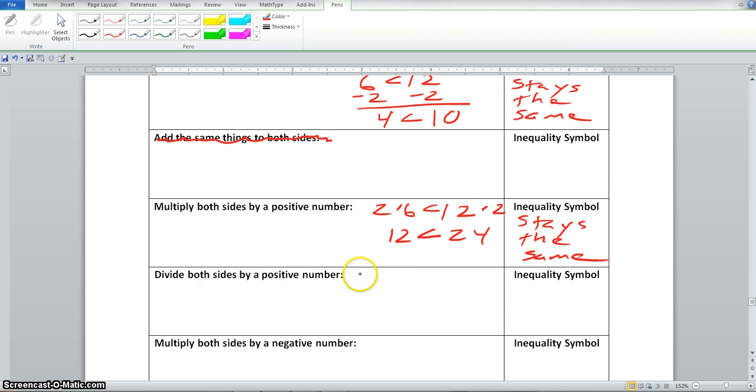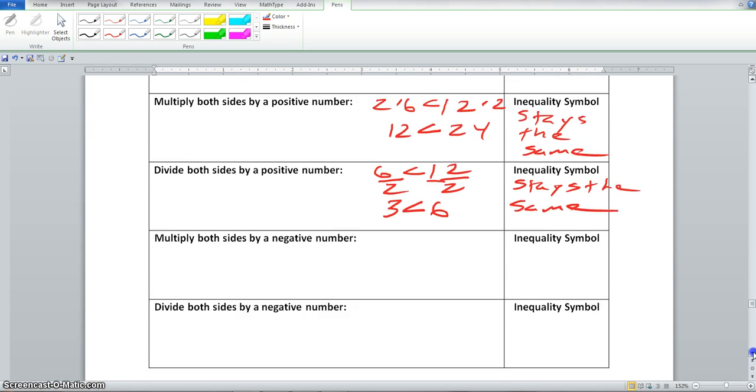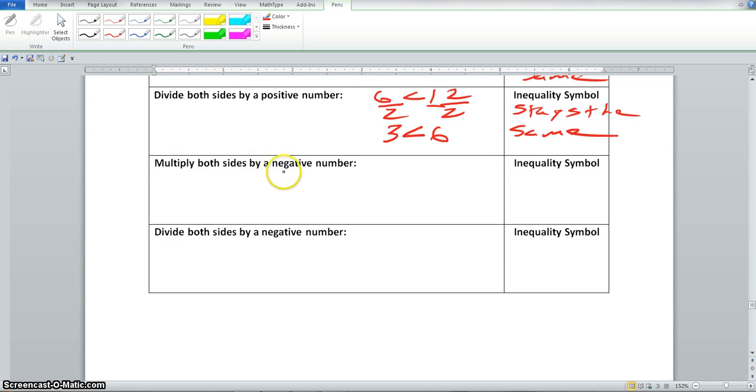Now divide both sides by a positive number. Let's divide both sides by 2. So this would give us 3 is less than 6. So the inequality stays the same. Now, we have multiply both sides by a negative number. So let's multiply both sides by a negative 2.